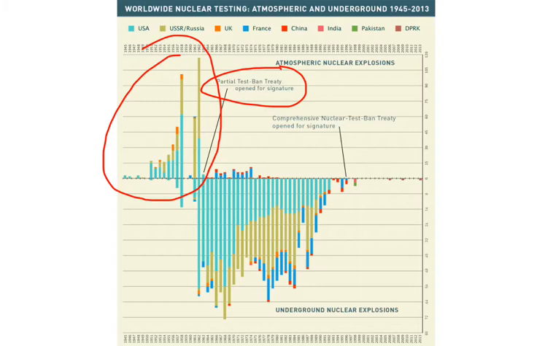the signatories to that treaty started to test mostly underground. So these are all the underground tests here. You can see some countries that didn't come into the Partial Test Ban Treaty right away continue to test above ground, and that's that right there. So that's basically France and China.